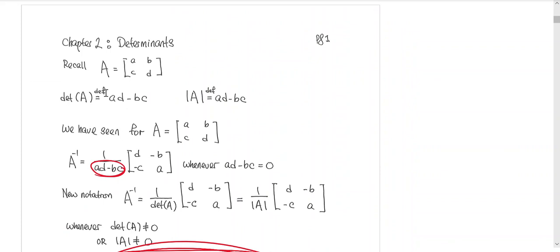In the first video, I kept saying that the matrix A is invertible if you have AD minus BC not equal to 0. But here I wrote AD minus BC equal to 0. So that's a typo, make sure you fix it. This is not equal to 0. And everything else that I said was right.